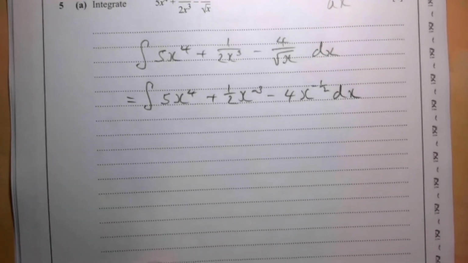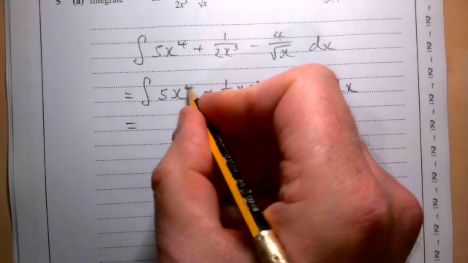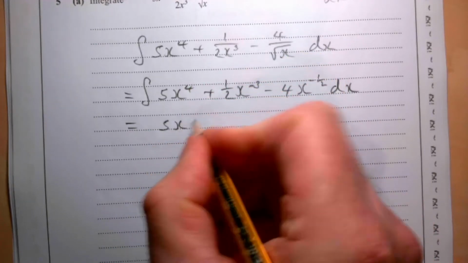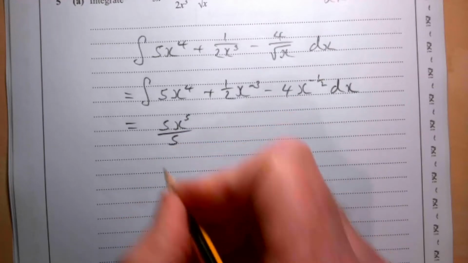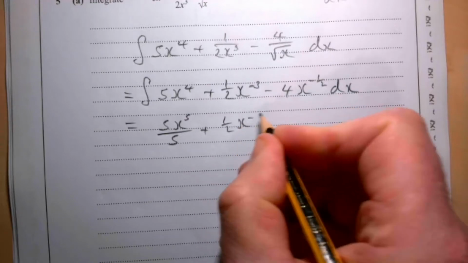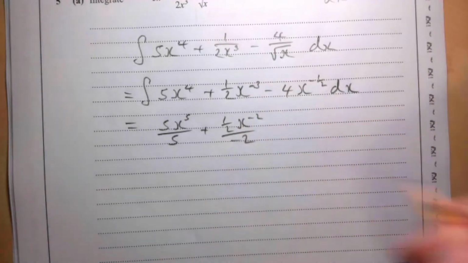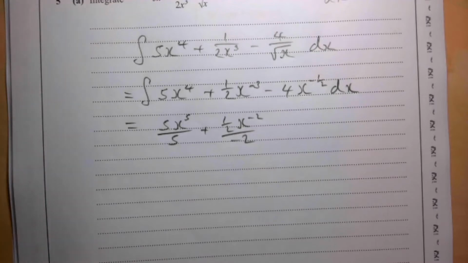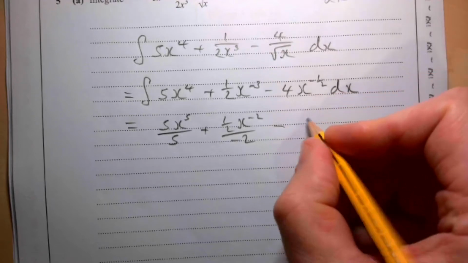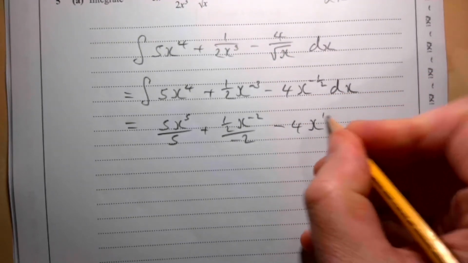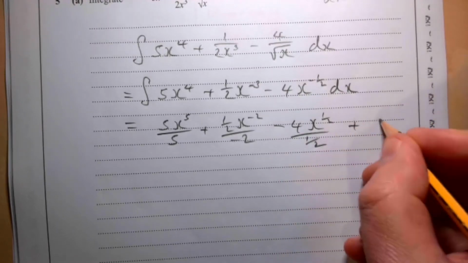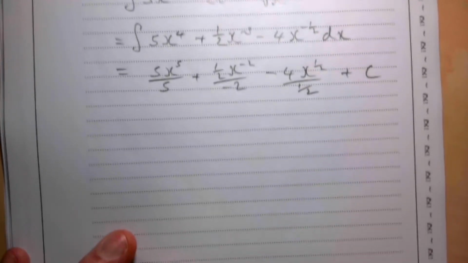So taking things one step at a time, add 1 to the power, divide by the new power. Add 1 to the power, divide by the new power. Okay, we'll tidy this up in a wee second. Add 1 to the power, divide by the new power, and then remember for another mark, your plus c.